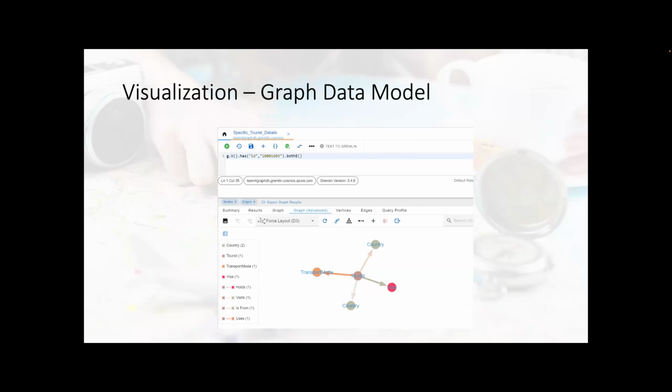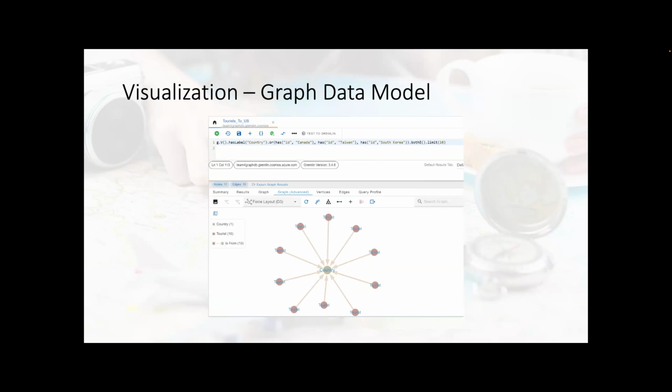Next, we've also done some graph visualizations for the graph data model. We start with a specific tourist, and we're trying to find out all the details about the tourist. We can find out what transport mode they've used, what visa they're holding, which country they're traveling to, and which country they belong to. Next, we're looking at three different countries, which are Canada, Taiwan, and South Korea. We're trying to find out which tourists come in, and if we select any one of the tourists, we will be able to see all the other details such as their transport, their visa, and what country they're coming in from.